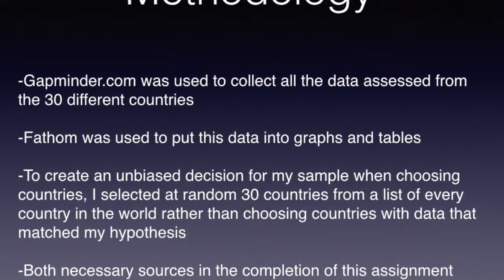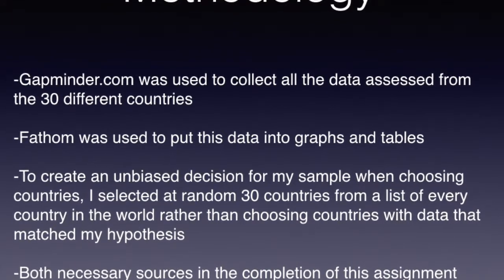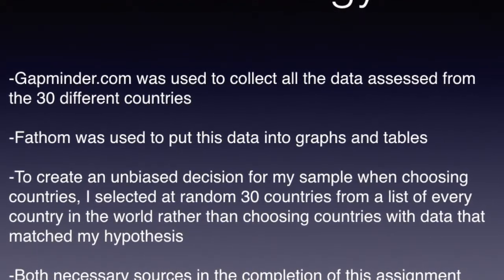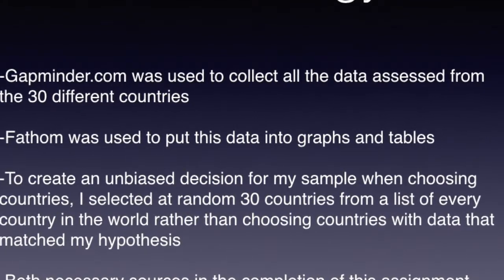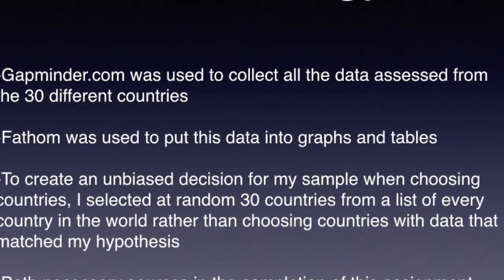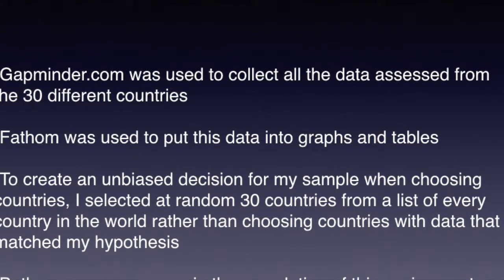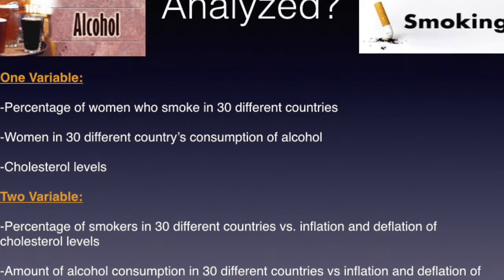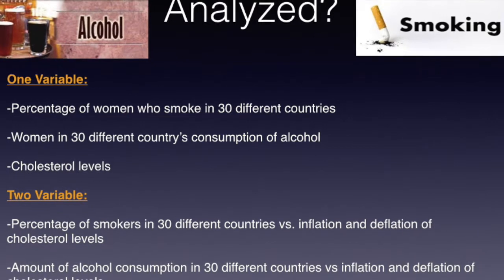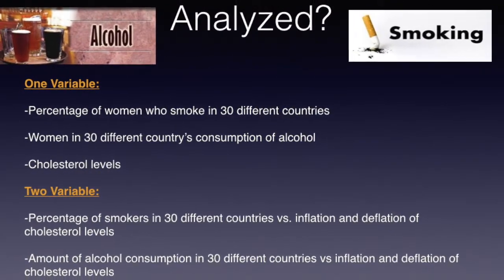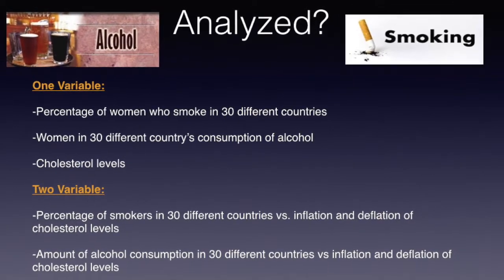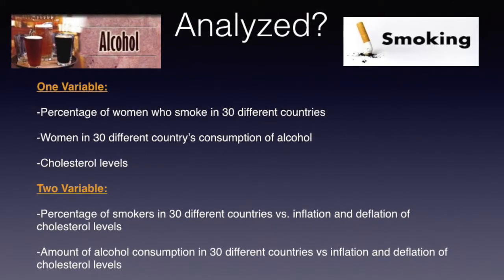To create an unbiased decision for my sample when choosing countries, I selected at random 30 countries from a list of every country in the world rather than choosing countries with data that matched my hypothesis. These two sources go hand in hand in the creation of the assignment, because without one of them, there would be no assignment. The hidden deadly causes mentioned in the title are my variables, which are smoking, alcohol consumption, and cholesterol. My two comparisons are smoking versus cholesterol and alcohol consumption versus cholesterol. All data was collected in 2008.